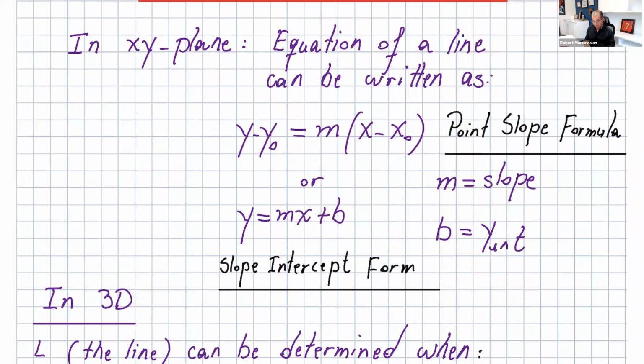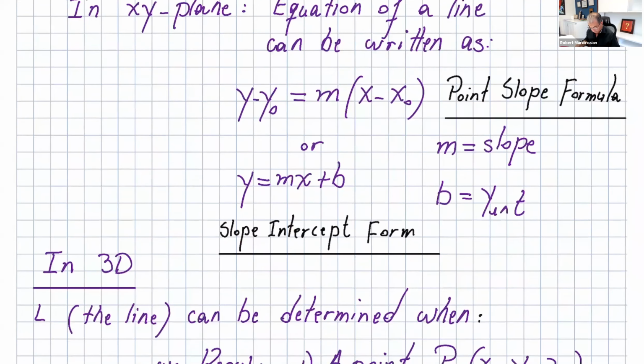Also, you have seen this formula y equals mx plus b, the slope-intercept form, where m is the slope and b is the y-intercept. Now we're going to see how we can find the equations of lines in 3D or R3.